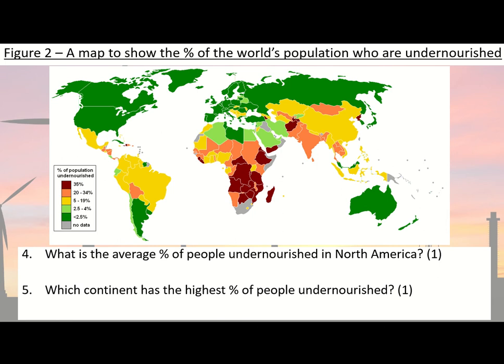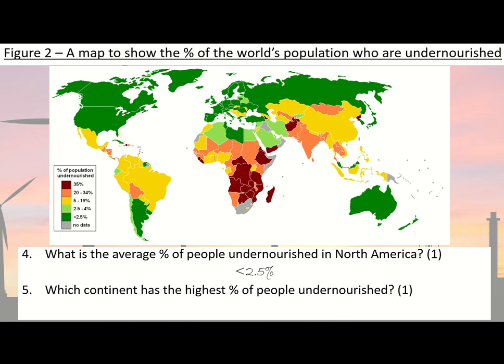Okay, so looking at this, the average percentage of people undernourished in North America. So it requires you to find the continent of North America, which is over here. Notice that it's very green, and green on the figure means that less than 2.5% of people are undernourished. Might not be a surprise based on what we've just mentioned.